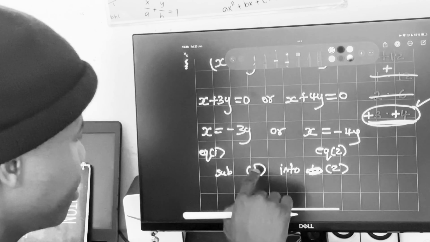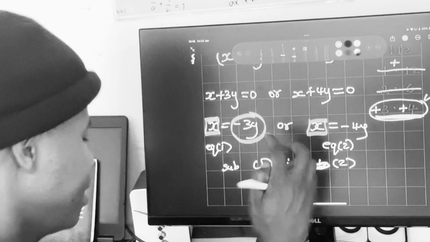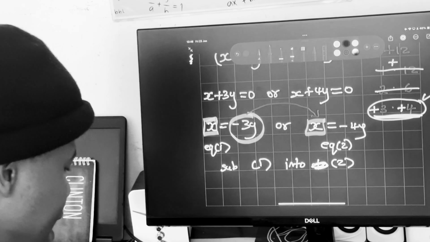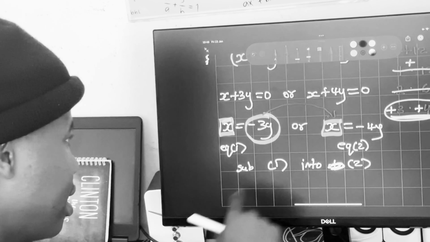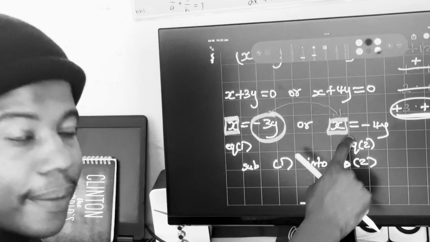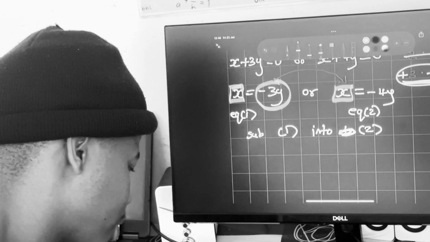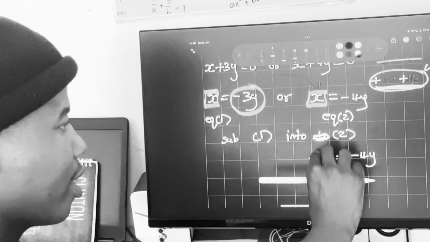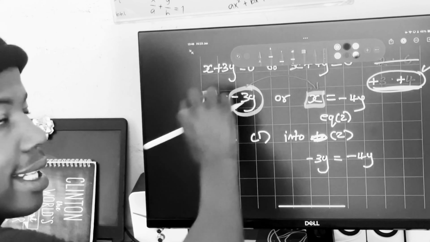So ladies and gents, you can see here, I'm saying the x value is the same as minus 3y. Which means everywhere I see x, I can replace it with minus 3y, because x equals minus 3y. So what I can do here is take this minus 3y and put it here, because x is minus 3y. So let's do that. We're going to have minus 3y equals minus 4y. I replace this x with minus 3y because minus 3y is x.